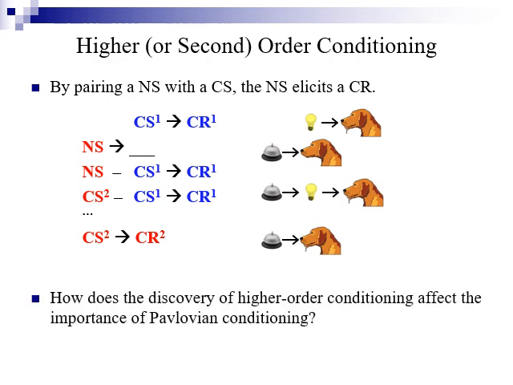So think about that. How does this discovery, the discovery of higher order conditioning, affect the importance of Pavlovian conditioning? In other words, does it impact how it might generalize or be useful in other realms? The next slide will get at that.